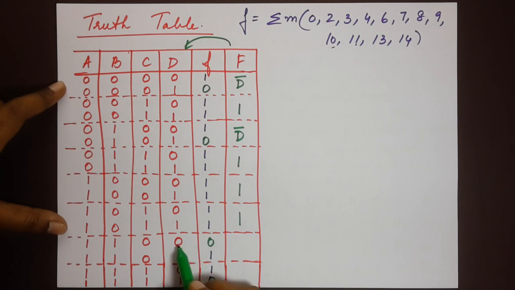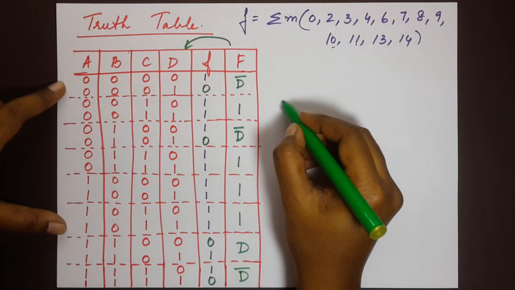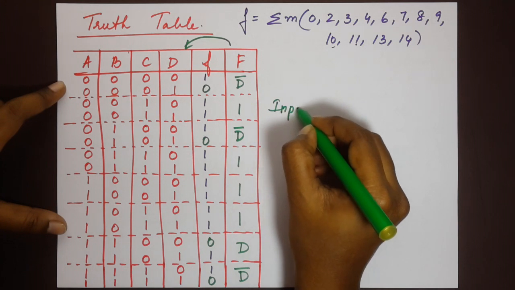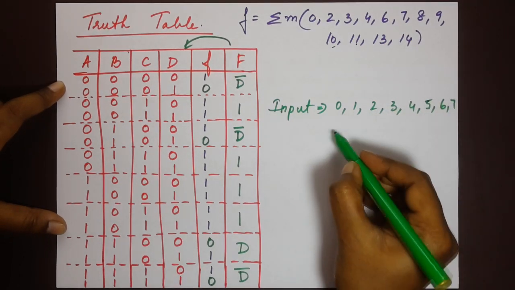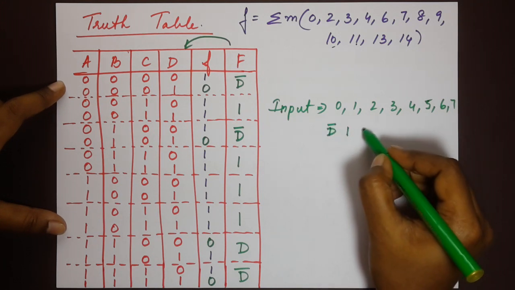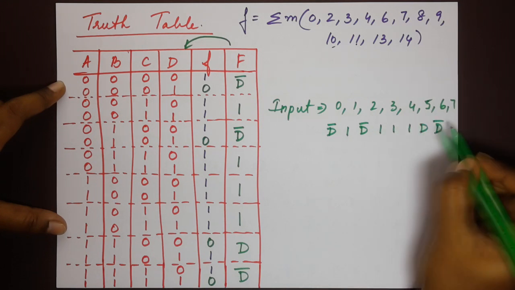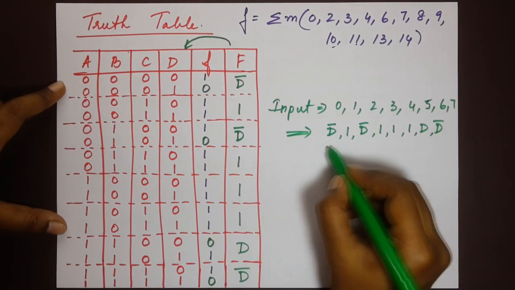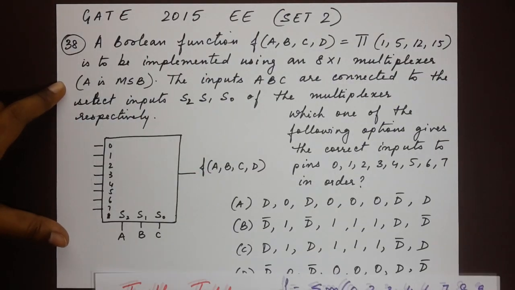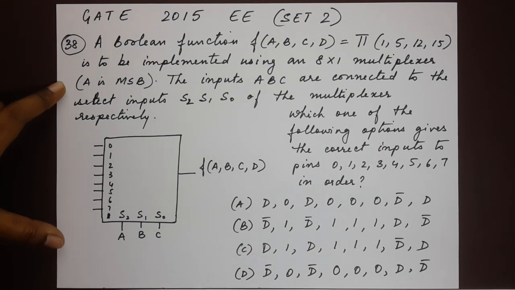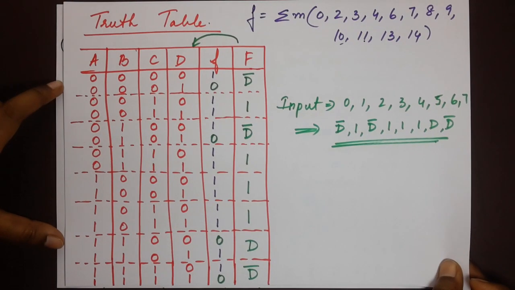Now look at this portion here. For D equal to 0, f is 0. For D equal to 1, f is 1. So f equals D. The input is D. And finally, for 0 it is 1, for 1 it is 0. That's D complement. So the inputs for 0, 1, 2, 3, 4, 5, 6 and 7 are D bar, 1, D bar, 1, 1, 1, D, D bar. These are the inputs. This matches Option B. This is the final answer.